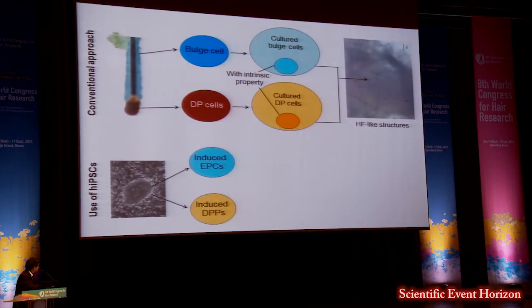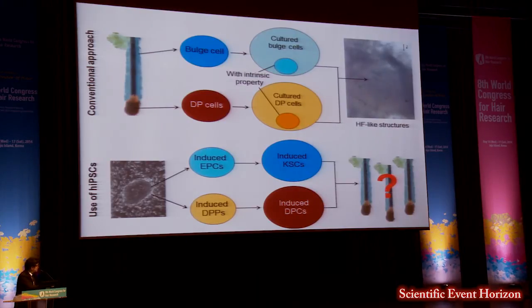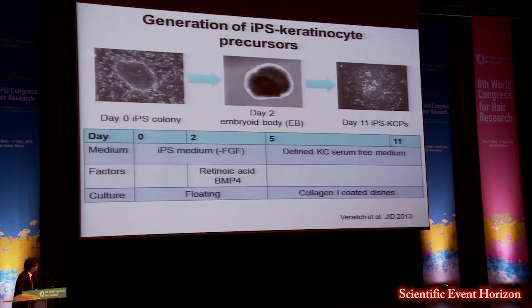So we induce iPS cells into precursors for both epithelial and mesenchymal lineages, and educate those populations to be stem cells or early precursors, which have very strong morphogenic capacity. And these populations should enable the regeneration of hair follicle structures. So let's start discussing from the epithelial cell components.